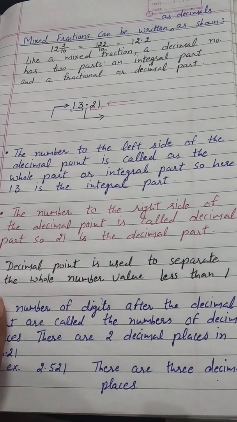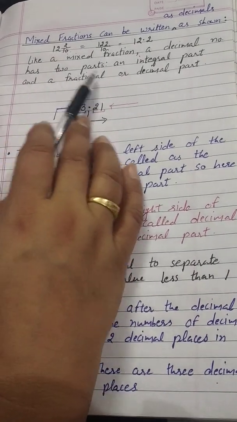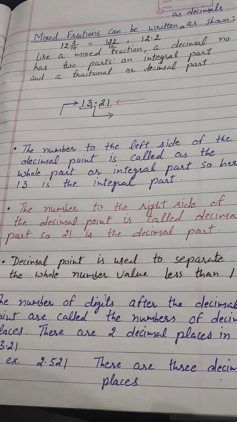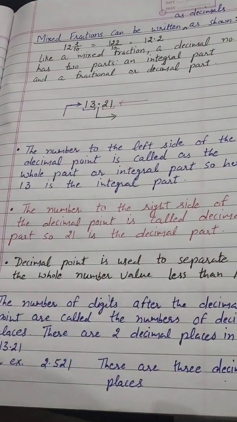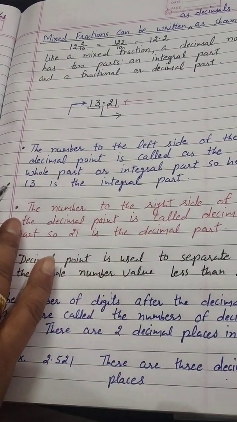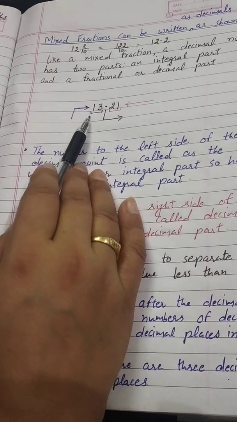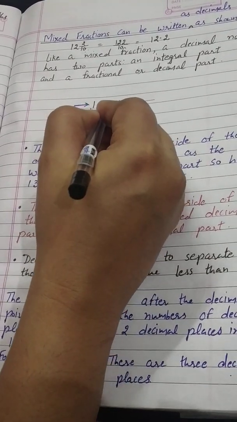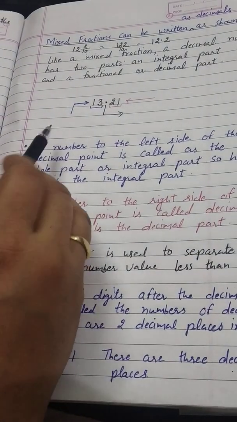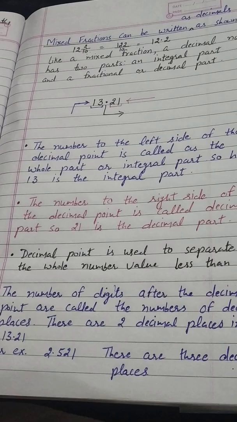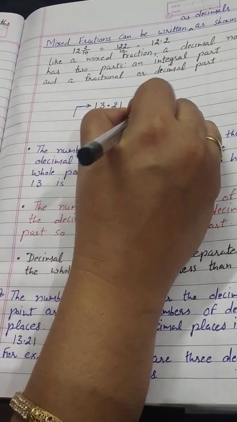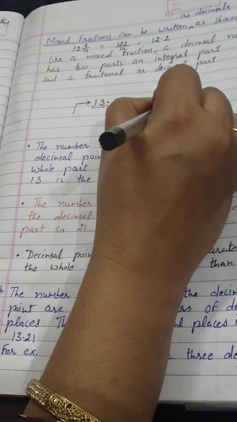Like a mixed fraction, a decimal number has 2 parts, one on the left side and the other on the right side of the point. Let us see what this point is. Consider 13.21. This dot is in between the whole number and the fractional number. This dot is called the decimal point.